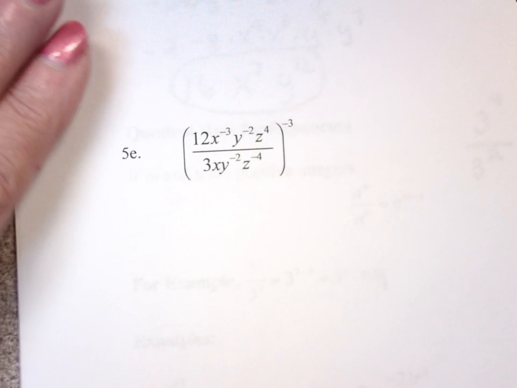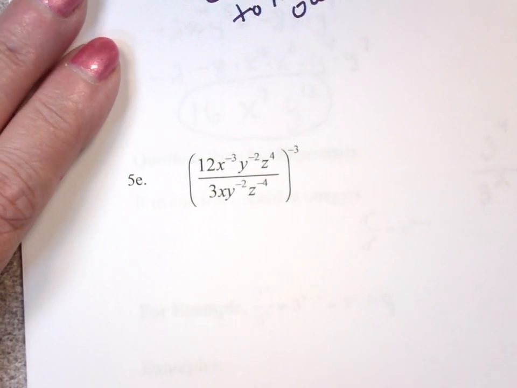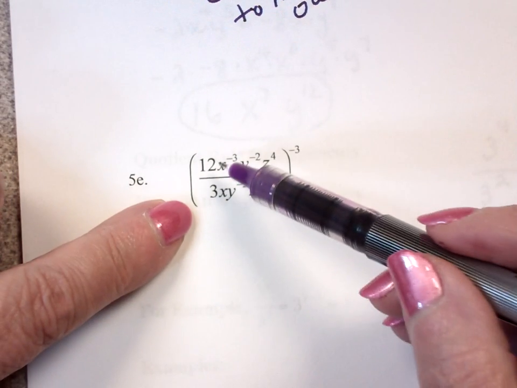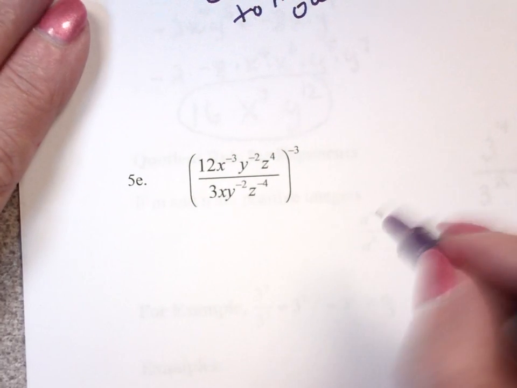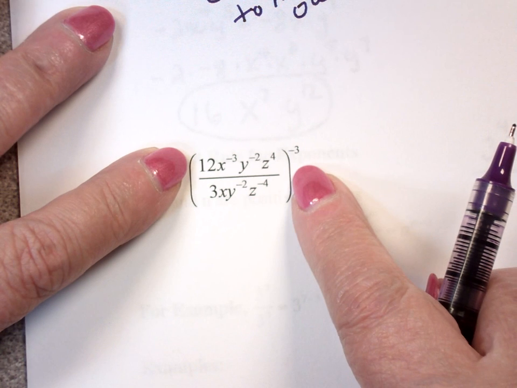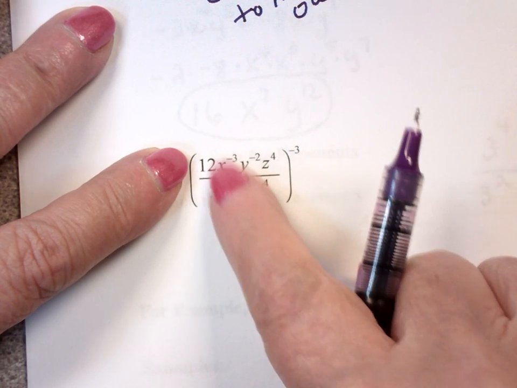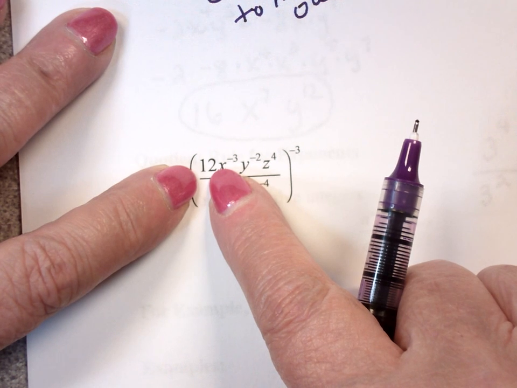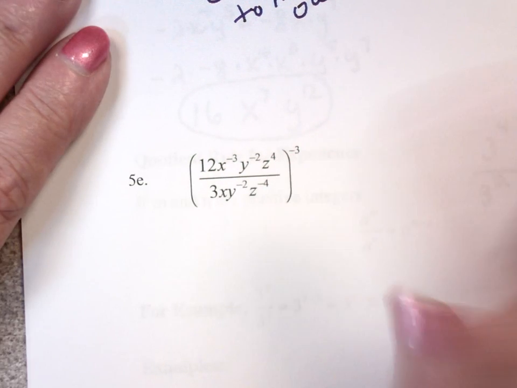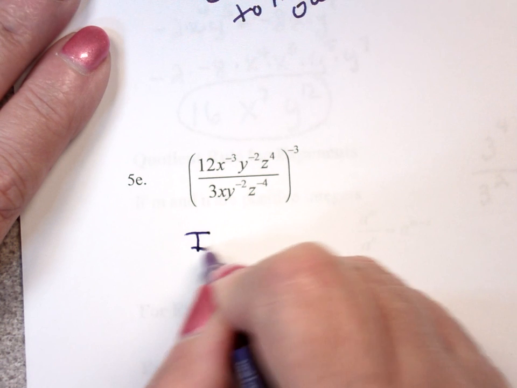This one's a horror show, but I would simplify the inside first and then whap it by negative 3. Because what do I notice? I notice 3 divides 12 4 times, right? That would make life a lot easier. So I'm going to do the inside first.